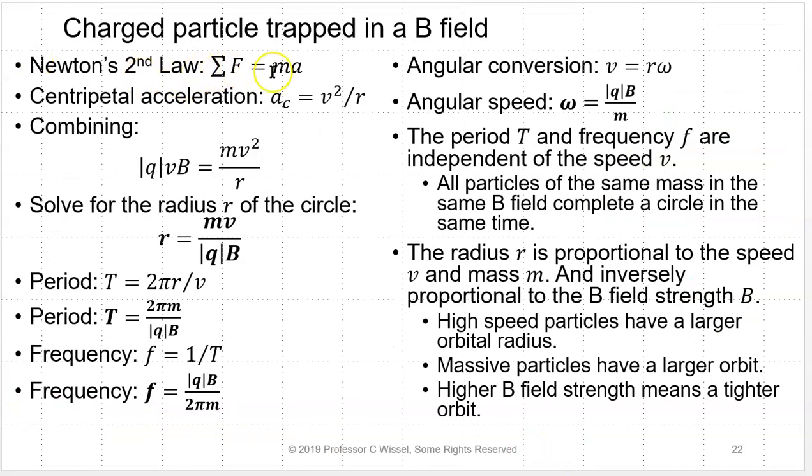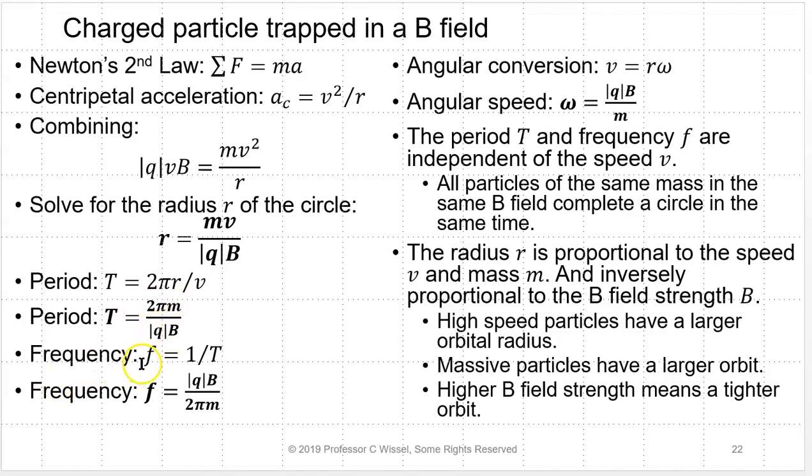Newton's second law, the summation of forces equals ma. The centripetal acceleration a_c equals v squared over r. Combining, QvB equals mv squared over r. We can solve this for the radius r of the circle: r equals mv over qB. The period T is just going to be 2 pi r over v, and that's how long it takes for it to go around once. It'll be in seconds. So the period equals 2 pi m over qB.